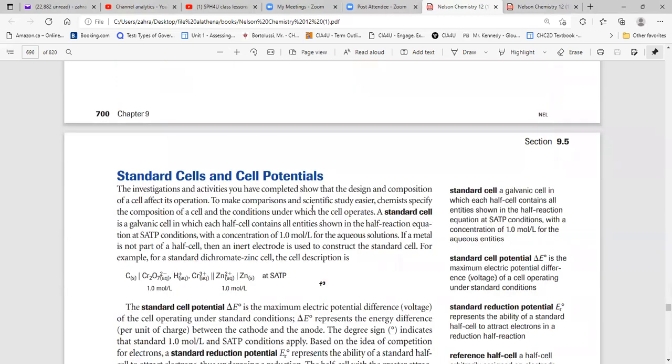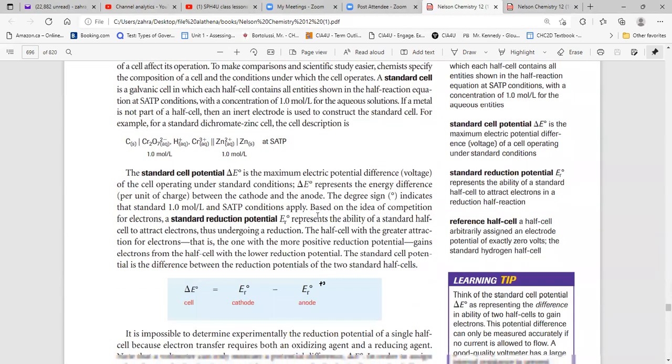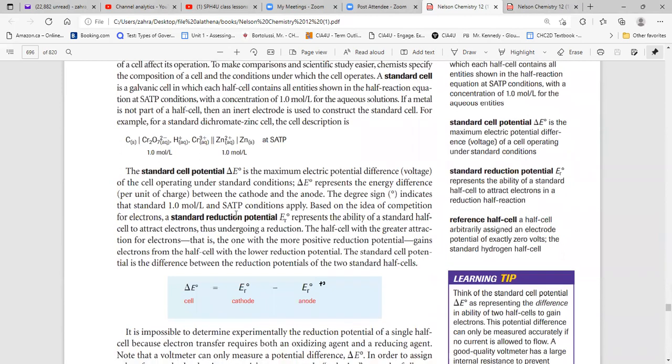Now, standard cell and cell potential. So I want to see what the cell potential is. You want to find the potential difference across cells, because now we have a current, there will be a potential difference across your cathode and anode. We can use a voltmeter to measure that, and the potential change is going to be the potential on the cathode minus the potential on the anode.